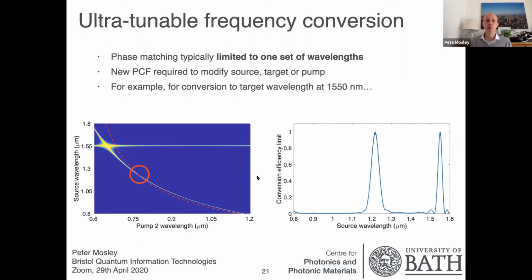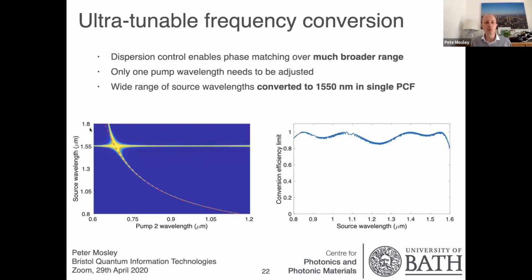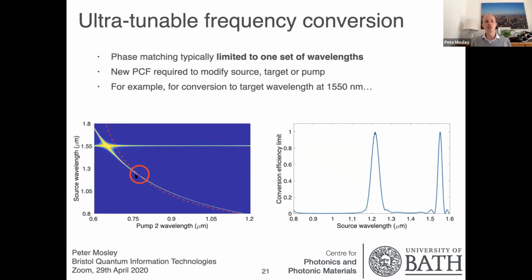What are we working on now? Well, typically the phase matching of these frequency conversion processes is limited to one set of wavelengths. So here at the bottom left is the phase matching diagram for a process to convert a wavelength of 1092 to 1550. The dotted red line here represents energy conservation, and the yellow areas are the momentum phase matching. And you can see that they intersect just at one set of wavelengths, for conversion to 1550.